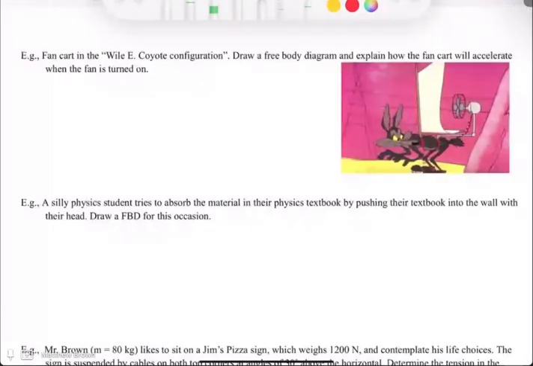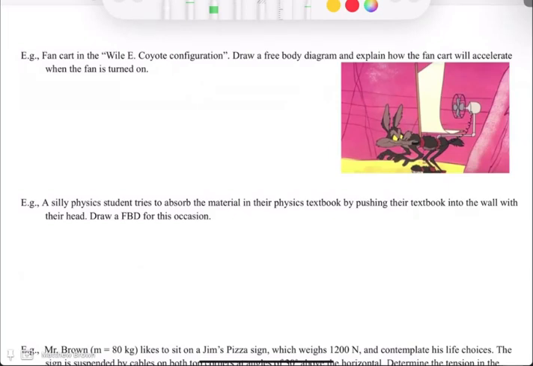All right, let's start with this example here. We have a fan cart in the Wile E. Coyote configuration. Draw a free body diagram and explain how the fan cart will accelerate when the fan is turned on. All right, so the free body diagram's pretty good.